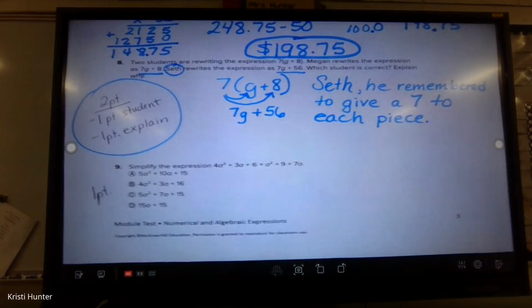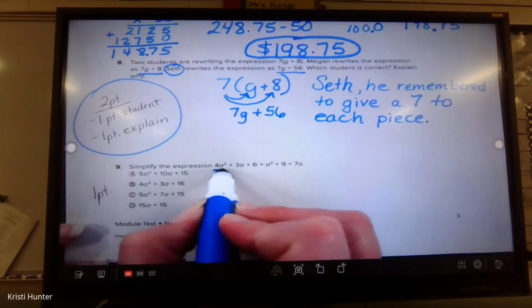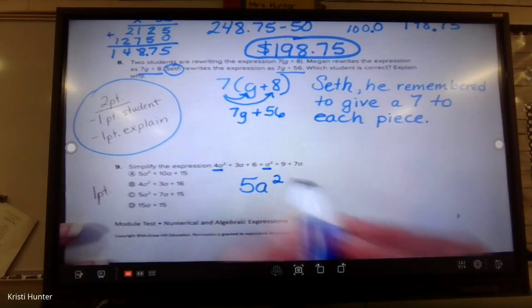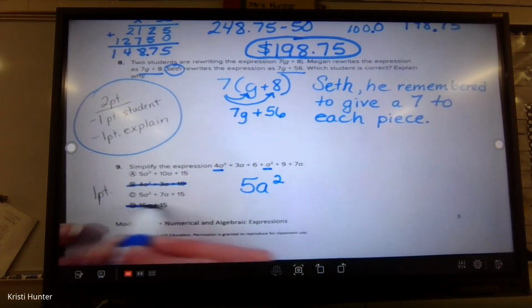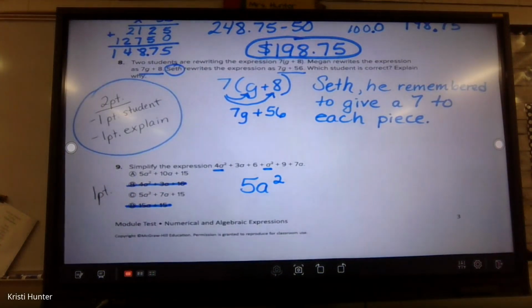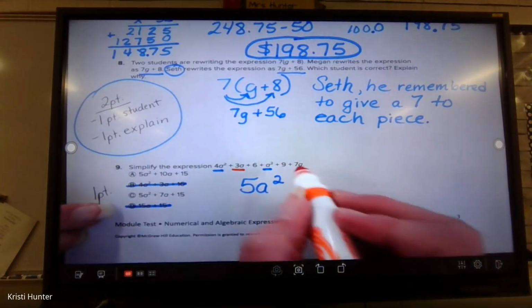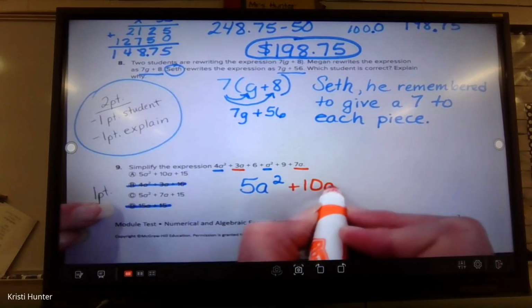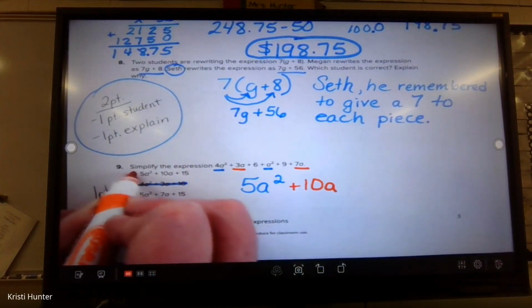Number 9 is just a 1-point problem. You are simplifying the expression. So the way to simplify this expression is to combine all the like terms. So when I look, I see 4a squared and an a squared, which means I have 5a squared, which means that can't be it, that can't be it. That bottom one didn't have any a squared. Then I look at my just a's, and I see a 3a and a 7a. So I get 10a, which looks like it should be this one.